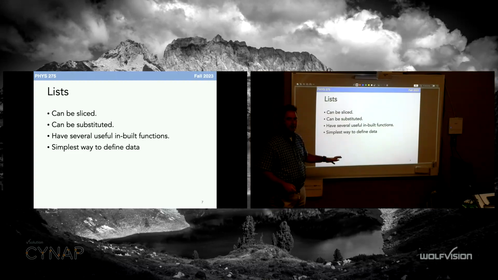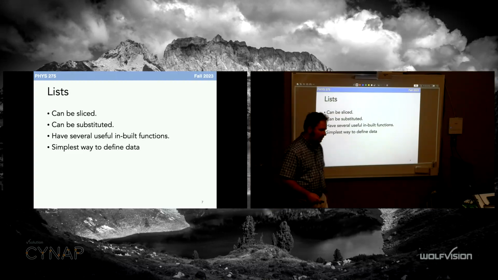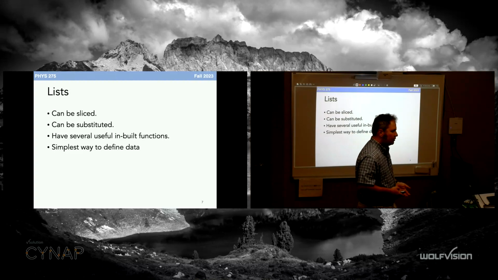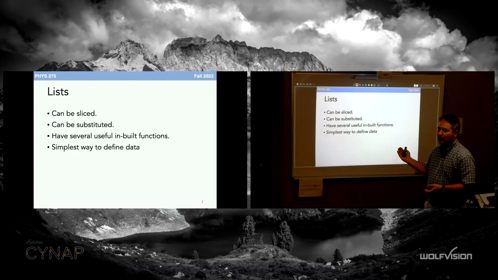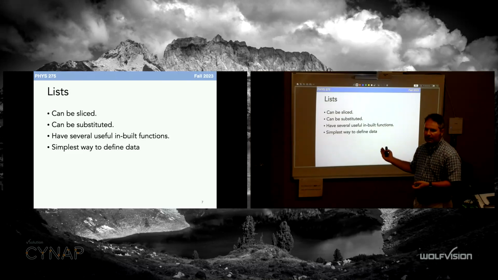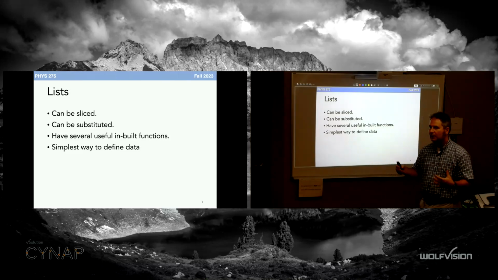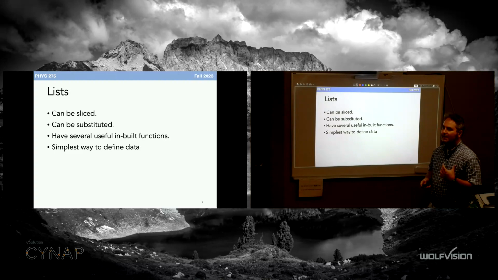And the simplest way to define data, right? That was what we started with. If nothing else, you can start with a list of floats as your data, a list of text as your data. There are more complicated ways, and we are going to hit them soon. But it is the simplest way to just start with a list.